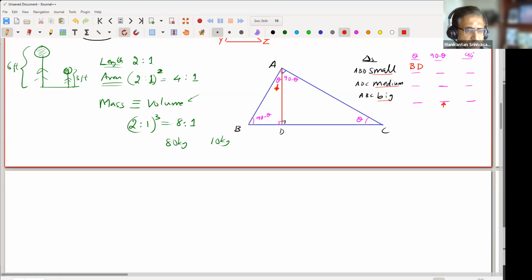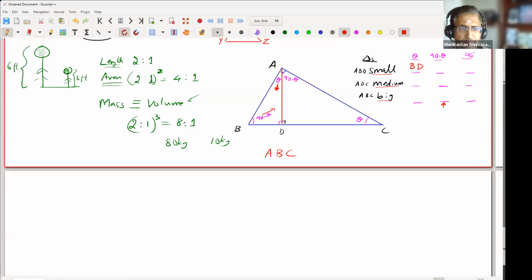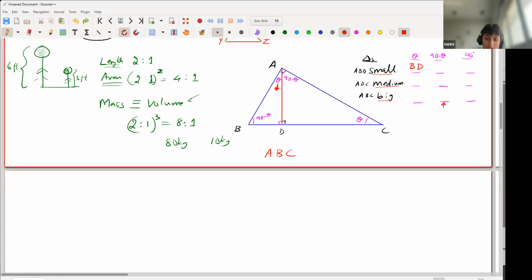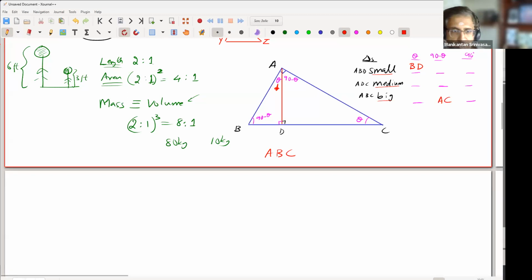Okay, who was answering this? Neev, are you okay to answer, or do you want to pass? Okay, let's say Snigdha. So it will be AC, right? I'm looking at the big triangle ABC. In the ABC triangle, 90 minus theta is here. So the one opposite to that is AC. Does it make sense, Neev? Okay, I'll come back to you definitely, just to be sure. So this is AC. No one needs to raise their hand, I'll make sure everyone gets a chance.